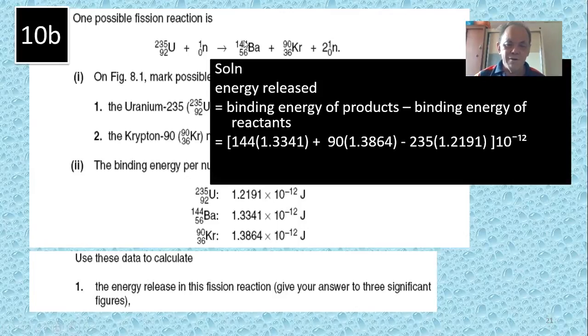This is the product, this is the reactant. Product 144: look at the energy, this is the energy, 144 times that. I take the minus 12 out. And then krypton Kr 90 times that, minus 12 taken out, minus your 235 times that value. Remember this is per nucleon, so we have to multiply by the number of nucleons, 235, and then we get a positive value, which means the reaction can take place. Okay, 3 significant figures.